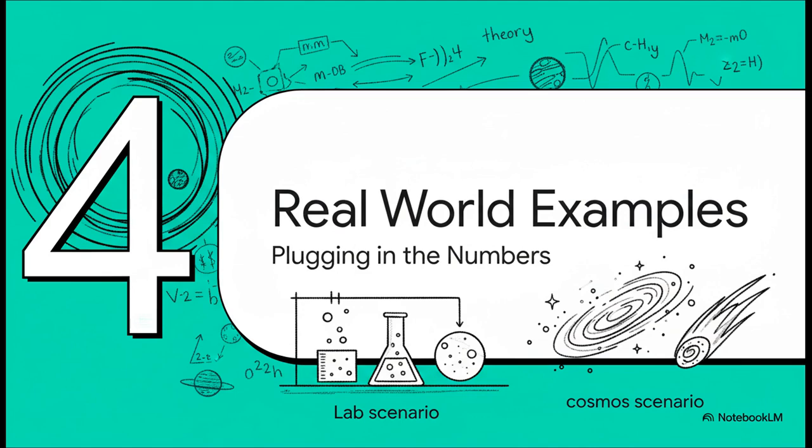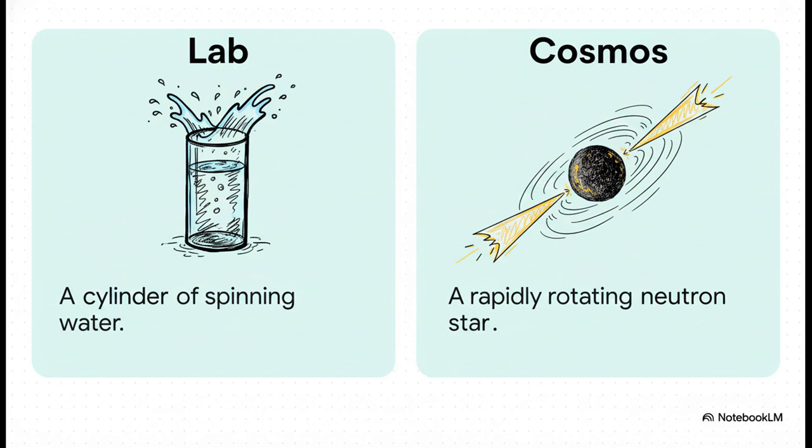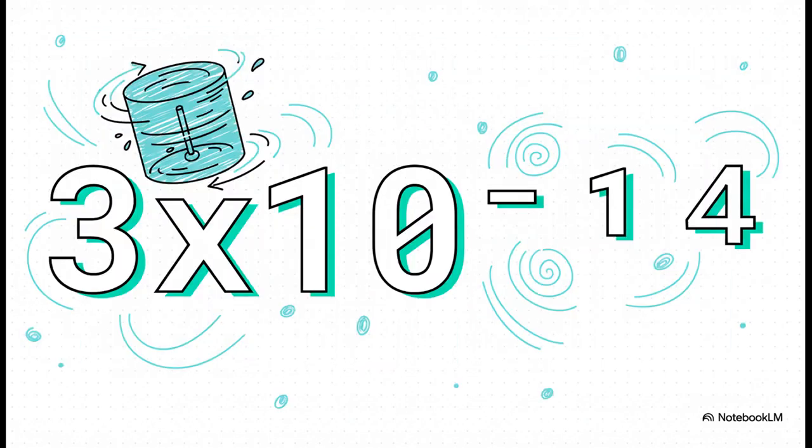The paper gives us two scenarios at completely opposite ends of the scale, one in a lab and one way out in space. So we're going to compare a cylinder of water spinning really fast here on Earth to a rapidly spinning neutron star, one of the most extreme things in the entire universe. This comparison is just going to show you the insane scale of this effect. Okay, so for the cylinder of water, spinning at about 100 meters per second at the edge, the fractional mass increase is 3 times 10 to the negative 14. That's a 0, a decimal point, and 13 more zeros before you even get to the 3. It is an absurdly, impossibly small amount, totally undetectable.